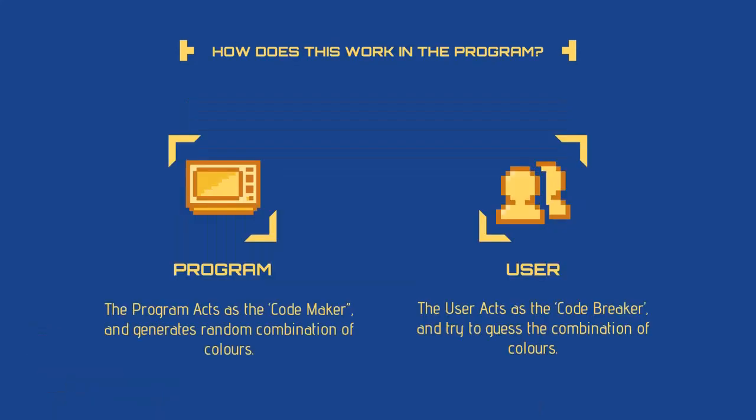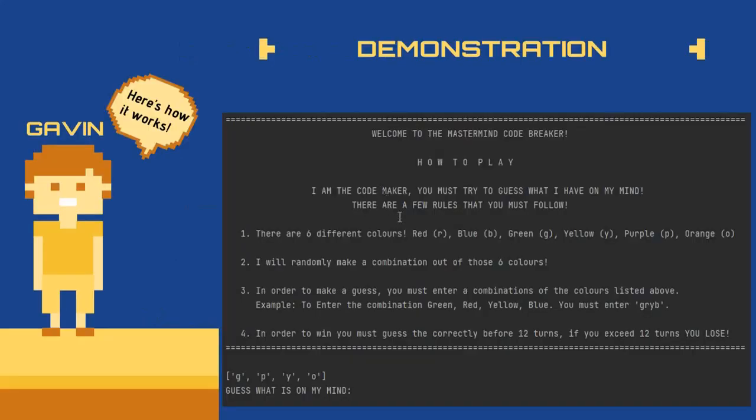So how does this work in the program? The program will act as the code master and generate a random combination of colors, while the user acts as the code breaker and tries to guess the combination of colors. Now I'll be demonstrating my Mastermind program. For the purpose of this demonstration, the correct color combination will be displayed.